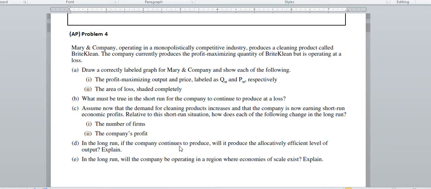Okay, now let's go back to the next part. So we're going to assume that the demand for cleaning products increases. So in your mind, you can say, okay, I need to shift this demand curve to the right. And the company is now earning short run economic profits, which means if we shift the demand curve to the right, we're going to have a price that's above average total cost. So relative to the short run situation, how does each of the following change in the long run? Number of firms and companies' profit.